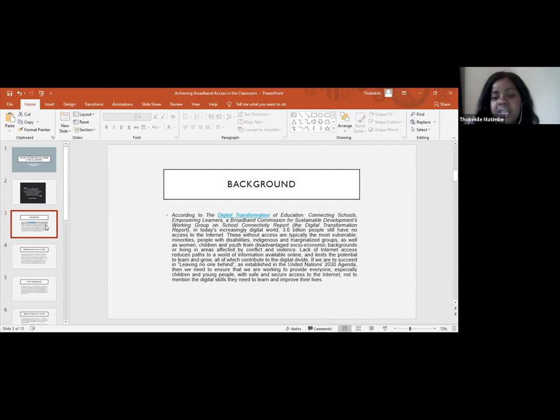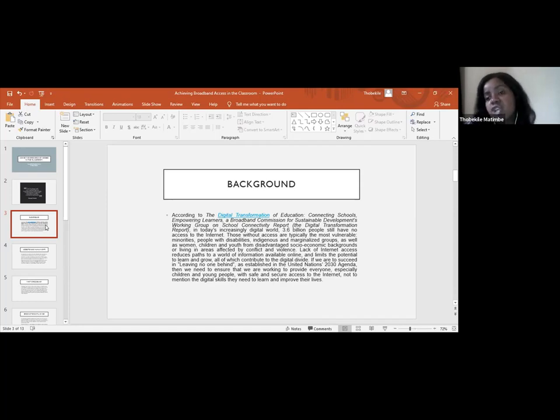If we are to succeed, to learn and grow, if we are to succeed in leaving no one behind, it is essential, as established in the United Nations 2030 agenda, that we ensure we are working to provide everyone, especially children and young people, with safe and secure access to the internet, not to mention the digital skills they need to learn and improve their lives.